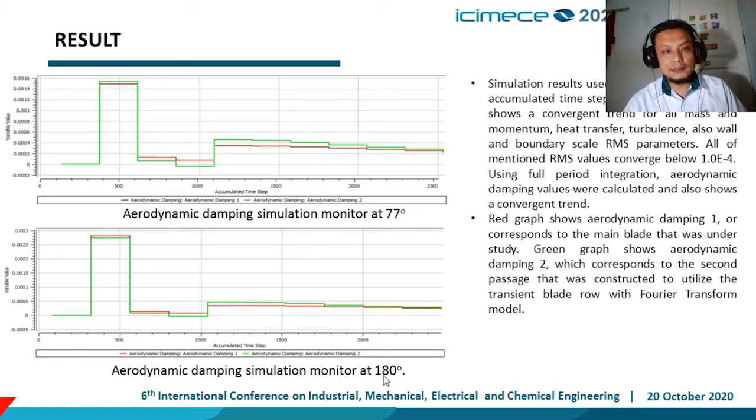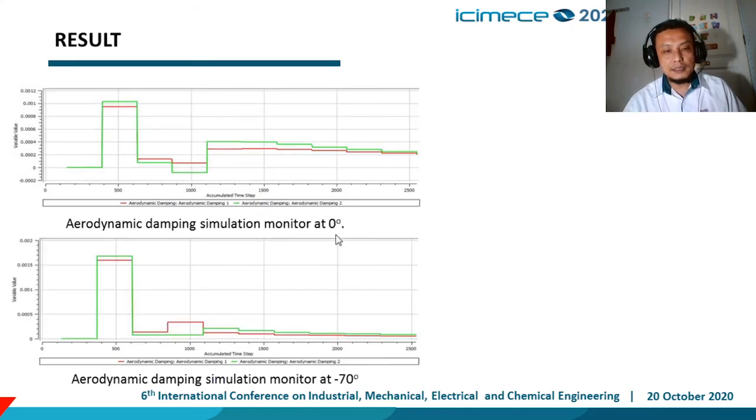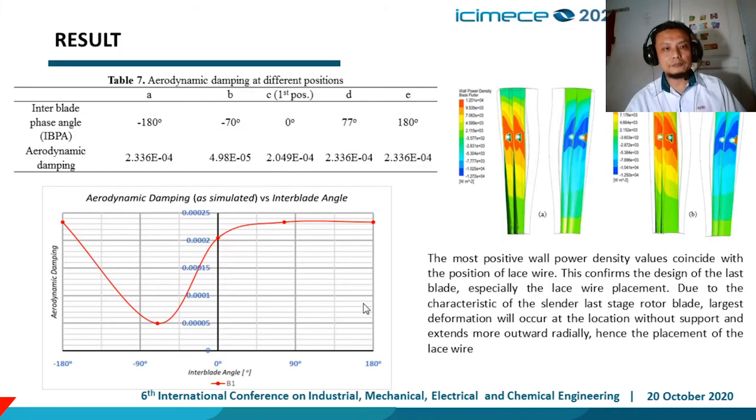So this is aerodynamic damping simulation at 77 degrees. This is 180 degrees. This is for 0 degrees. This is for minus 70 degrees. So we plotted here for IBPA minus 180 degrees, we got a positive value, on minus 70 degrees we got a positive value, and we got a positive value. Therefore, we can conclude that the potential of flutter happening is none.